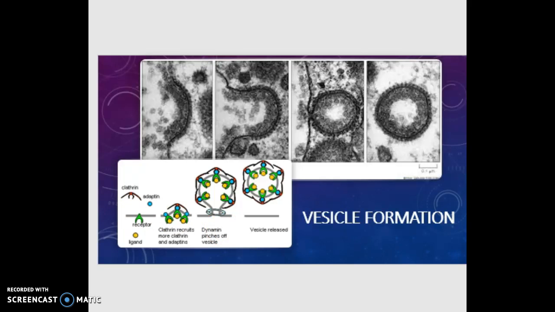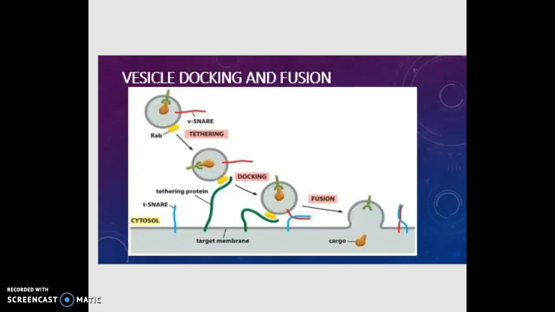When we dock and fuse, we use specialized proteins. These specialized proteins are known as Rab proteins that are stuck on the vesicle membrane. Rab proteins are recognized and bound by tethering proteins that are present on the destination membrane. This binding of Rab and tethering proteins is known as docking.